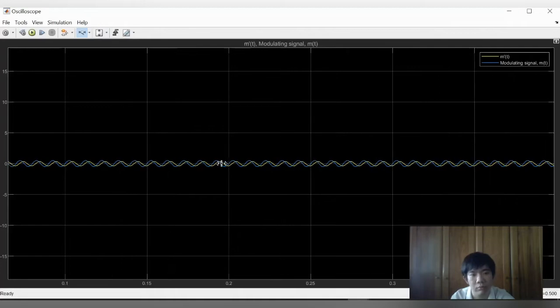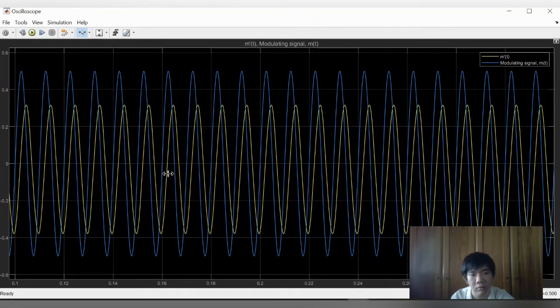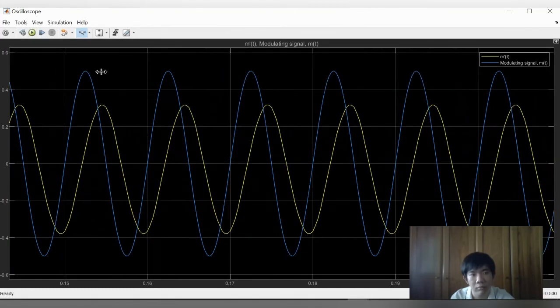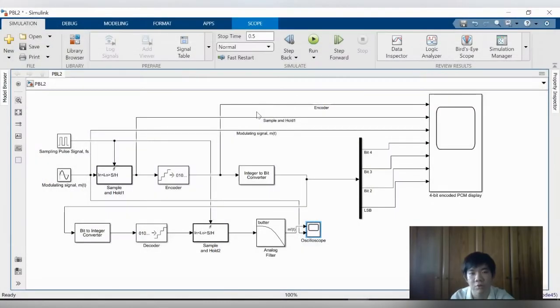So we enlarge it. We can see that the output graph is similar to the M(t), because they both look like a sine graph. So that's all from me.